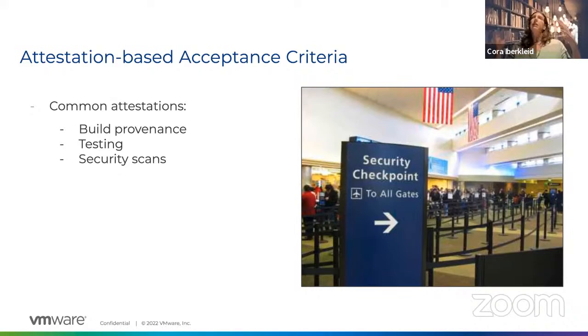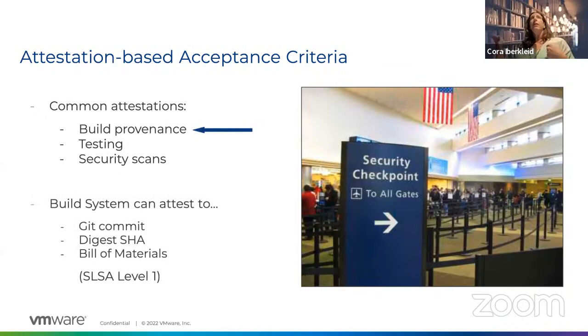So there's this idea of attestation, right? This thing attesting to the fact that it passed security scans, or that the contents of it are acceptable to your production environment. So when we're talking about building images, we're talking about how that built image can speak for its provenance, right? Where did all that software come from? What's inside? And so your build system can help you attest to what the source code is that went into this, what the SHA of the image is, and what the bill of materials is that's inside of your image.